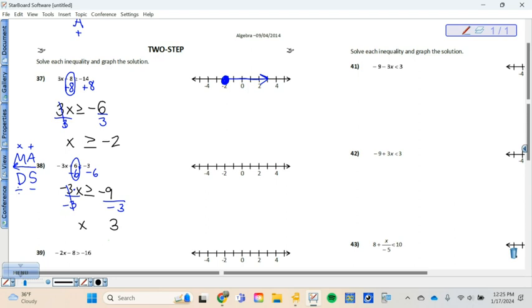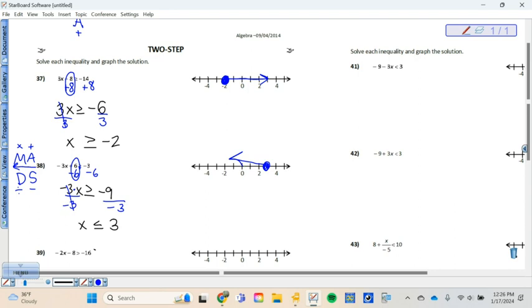Yeah, positive 3. And what's my inequality? Yeah, it's going to be less than or equal to. We have to flip it because we divided by the negative 3. Cool? Okay, so then how do I graph that? Filled-in dot at where? Positive 3. And which way does it go? Left. Very good. Okay? Clear?